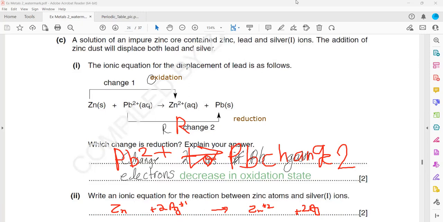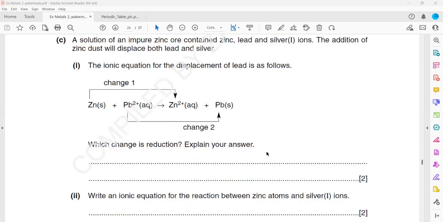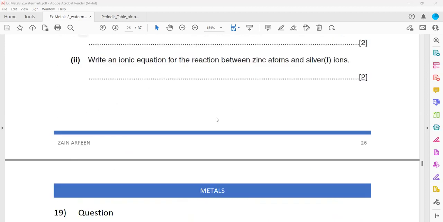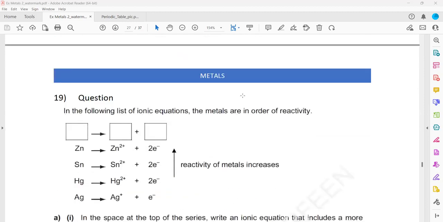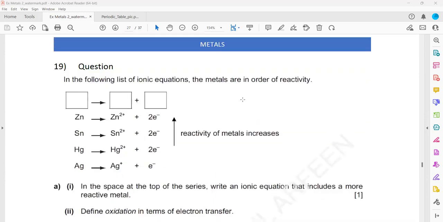But whenever you write a definition of reduction or oxidation or oxidizing agent or reducing agent, better use the term electrons, because usually in the marking scheme they give the weightage for the electrons. It's not wrong, I'm not saying it's wrong. I'm just saying use the term electron. Zinc is +2, so you have to remember the zinc oxidation state.